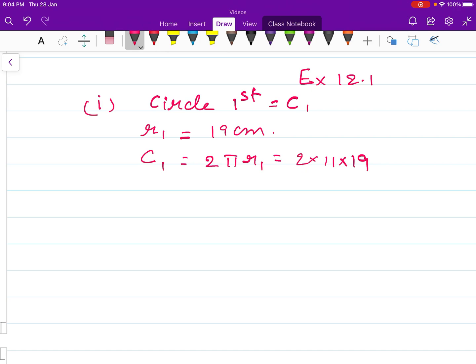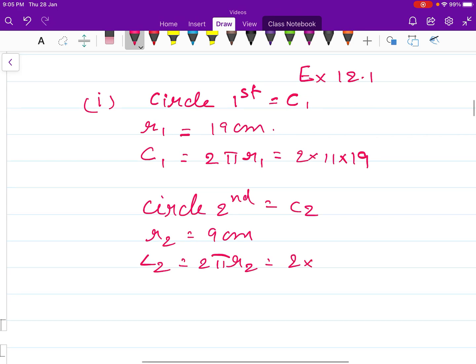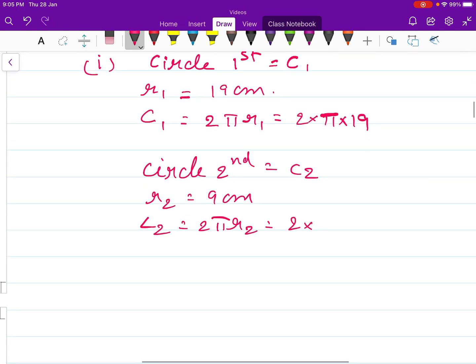Now we see circle 2, whose circumference we represent by C2. So R2 is equal to 9 cm. So C2 is equal to 2 pi R2, that is 2 into pi into 9. So C1 is equal to 38 pi and C2 is equal to 18 pi.